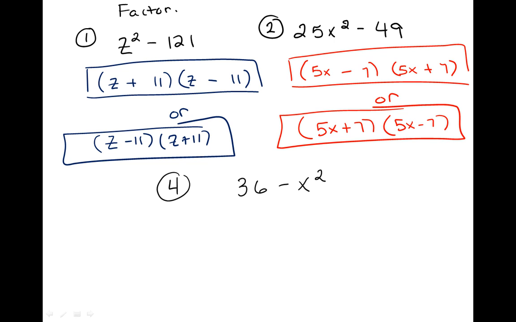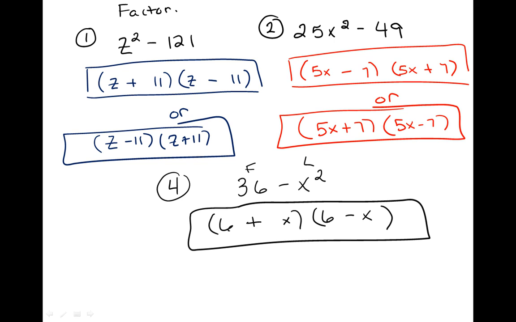And just recognize that's not in descending order. Don't spend the time to put that in descending order. Draw your two sets of parentheses and factor it. Think of it like this is your F, your first, your last. You have no outer and inner because they canceled. The square root of 36 is 6. The square root of x squared is x. One was positive, one was negative. Okay?